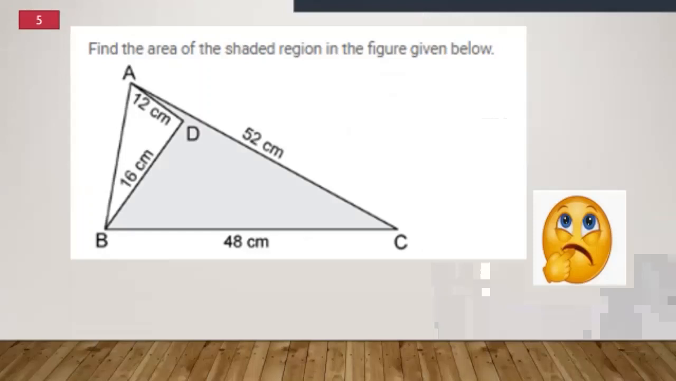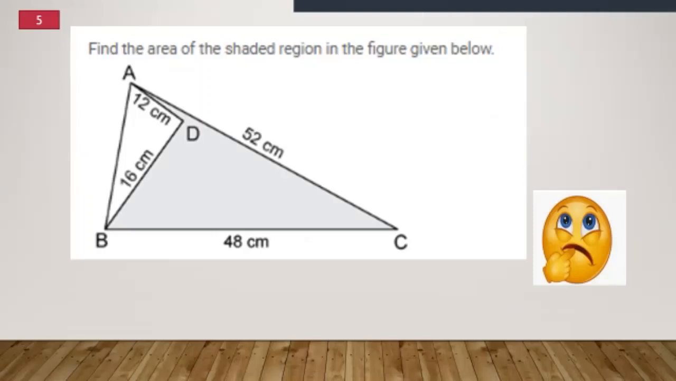Find the area. Others work on this. Start working on this. Find the area of the shaded region. So here goes your diagram. Can you see the diagram, everybody? Yes, ma'am. Draw the diagram and start. Till then, I'll show the previous part to the others.